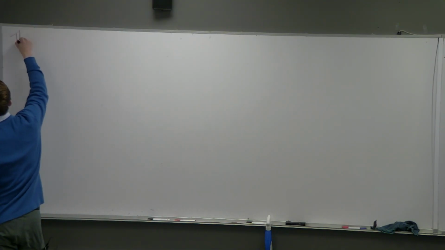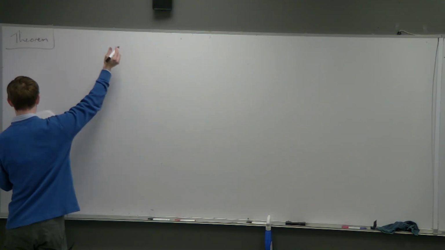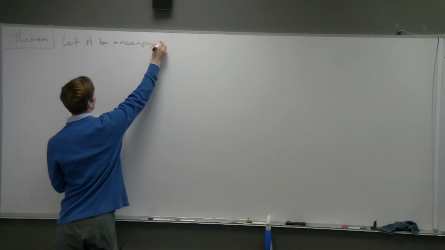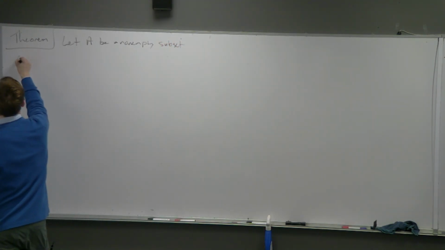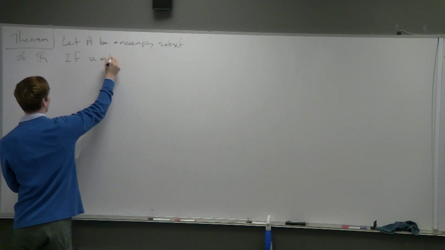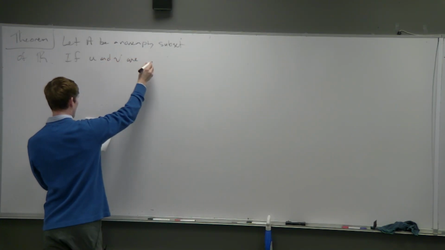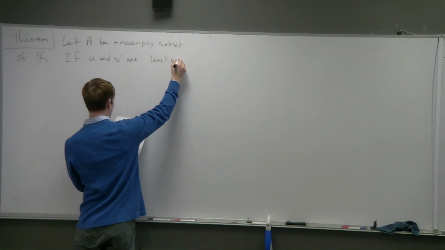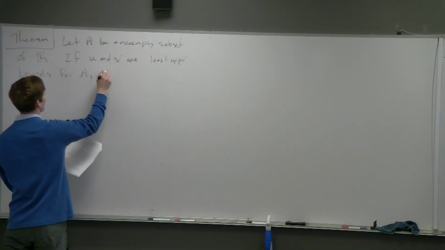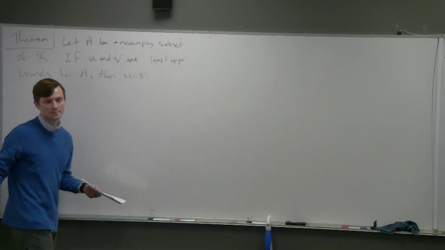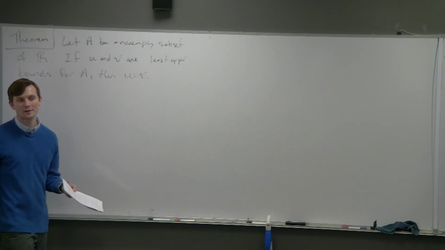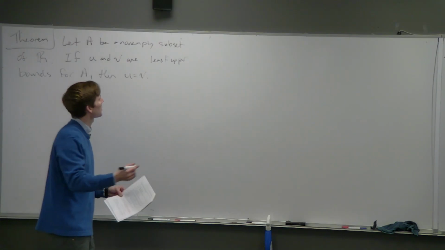So this is the first theorem regarding these. A quick fact: let A be a non-empty subset of the reals. If U and V are least upper bounds for A, then U is equal to V. Yeah? Seems reasonable. How would you go about proving this? We don't actually have to do it right now, but what's a general kind of sketch you would do?